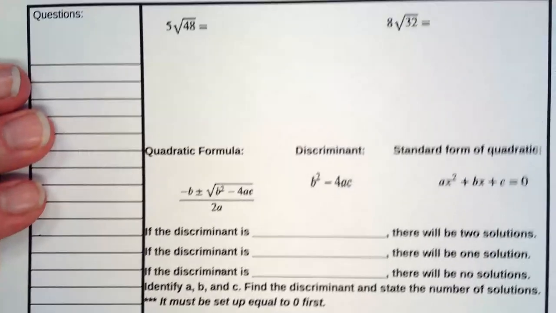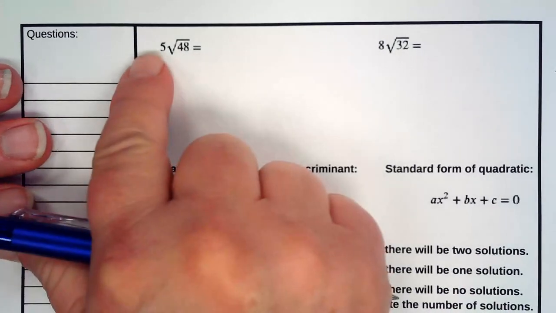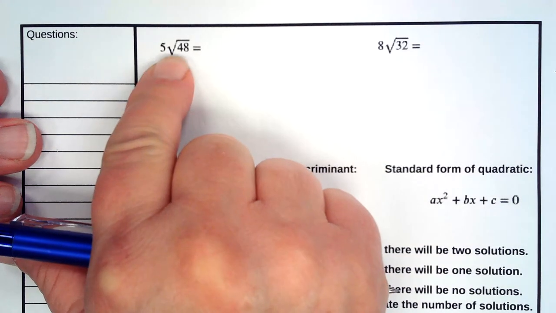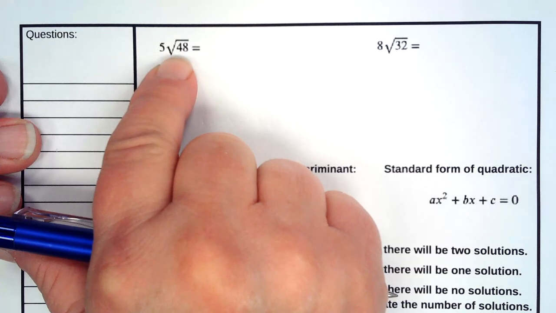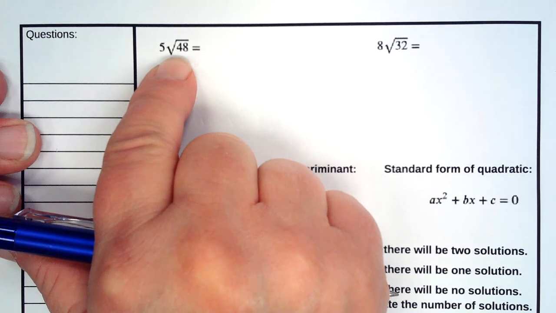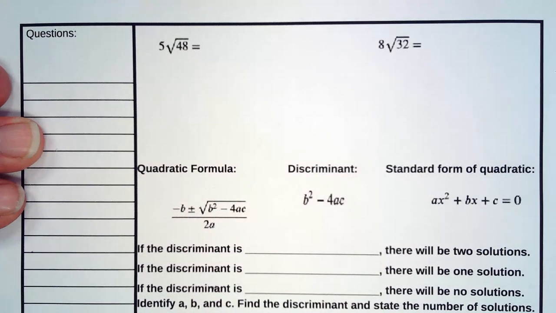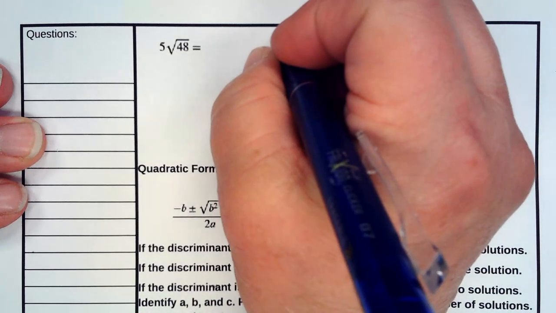Okay, when we're looking at radicals, this 5 is not the fifth root because it's not in that little V. This is 5 times the square root of 48. But we don't know what the square root of 48 is. So let's do our prime factorization.